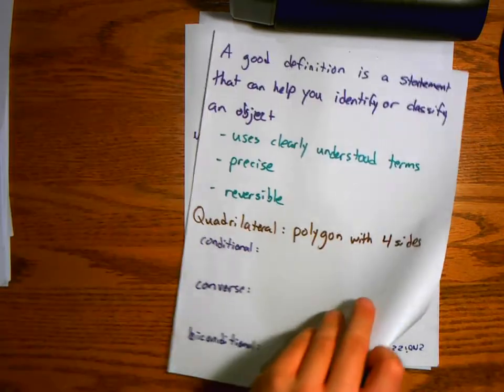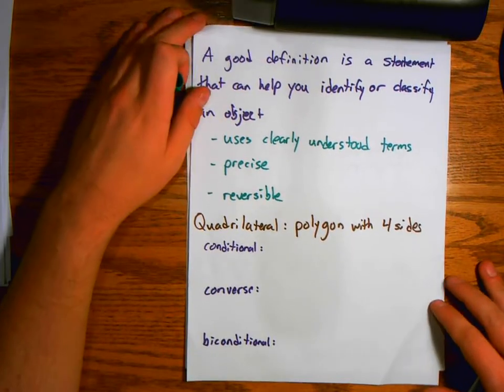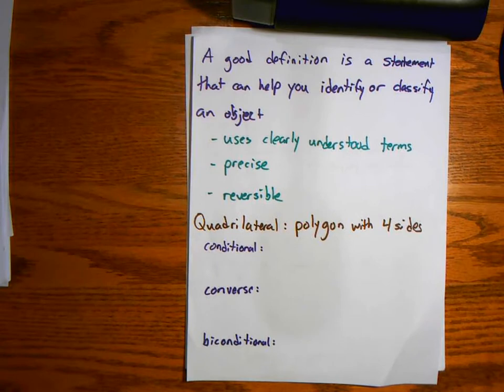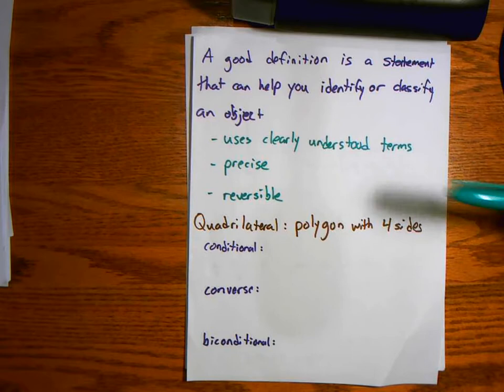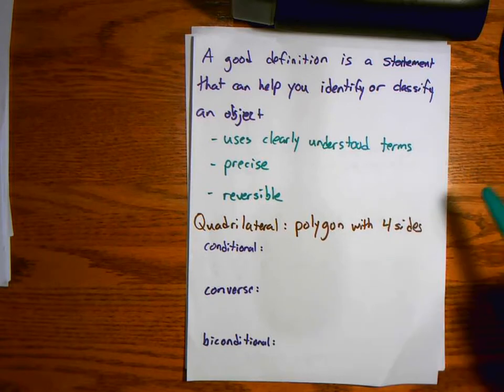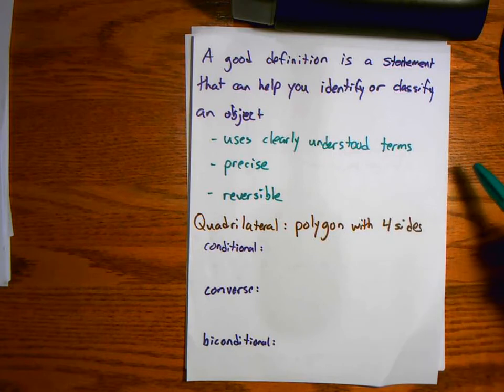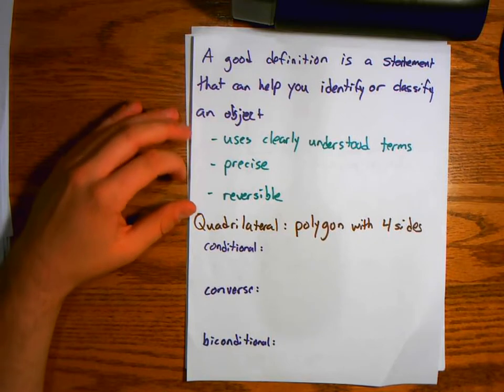The last thing I want to go over is how to determine what a good definition of a term is. Now, a good definition is a statement that can help you identify or classify an object, especially in geometry when we're going through different shapes, points, lines, rays, segments, all those different terminologies. It's important for you to know what a good definition is. And these 3 tips help you determine what a good definition is.